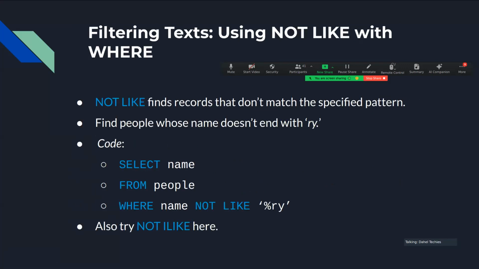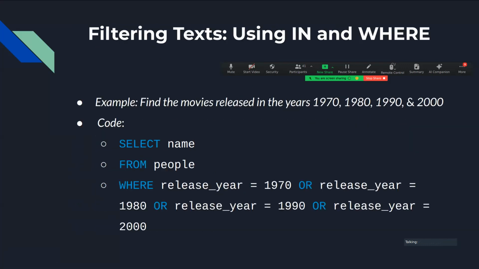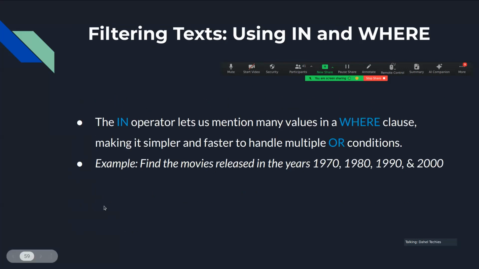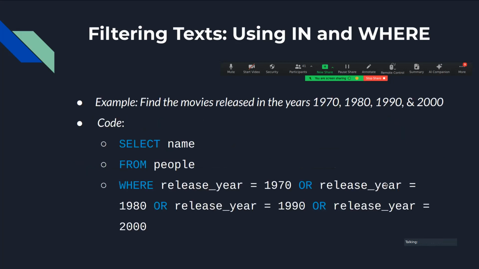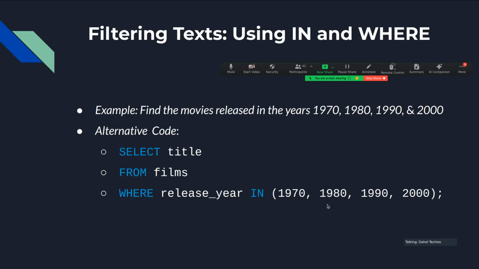And this is the syntax. So this is the example. Find movies released in 1970, 1980, 1990, 2000, four years. One way we can do that is by using a lot of release year and OR statements. So release year equals this or release year equals that, and it all goes on. Another option would be this simple alternative where you can use the IN operator. Then you put in brackets all the years you are looking for.